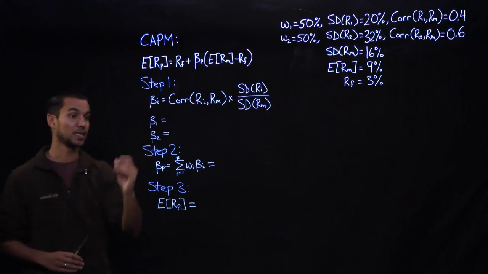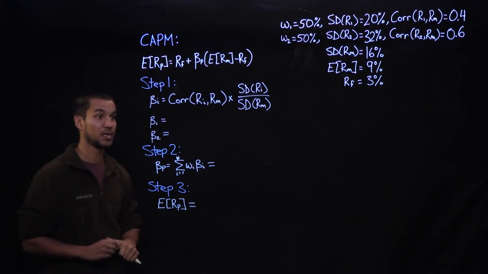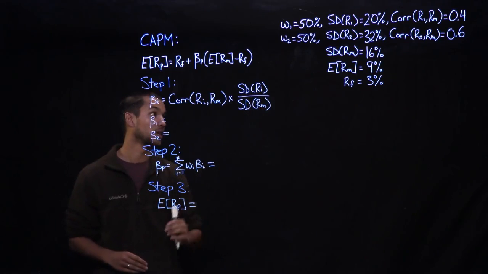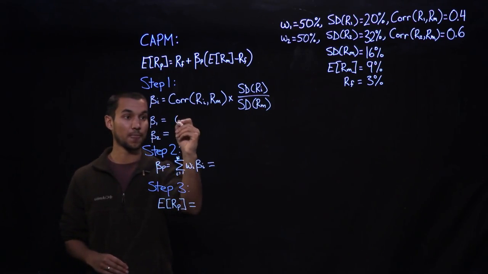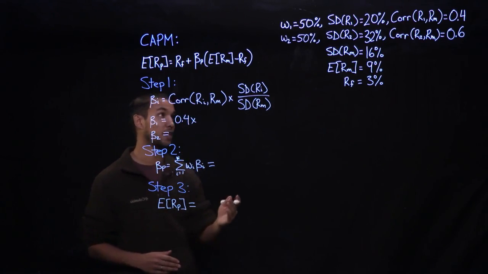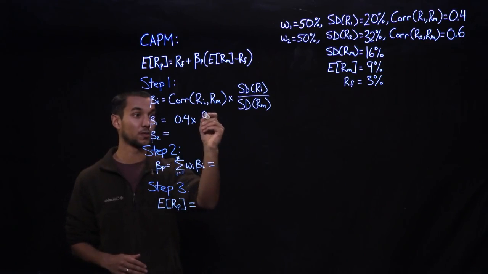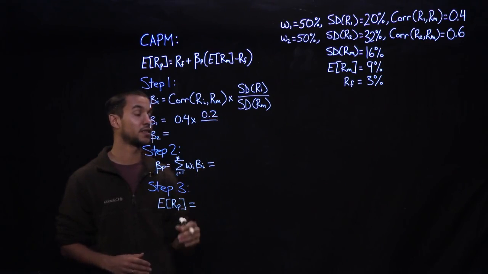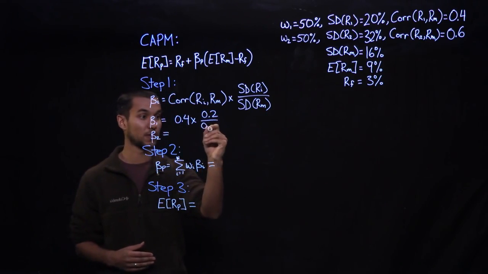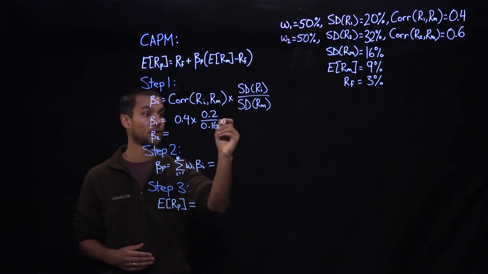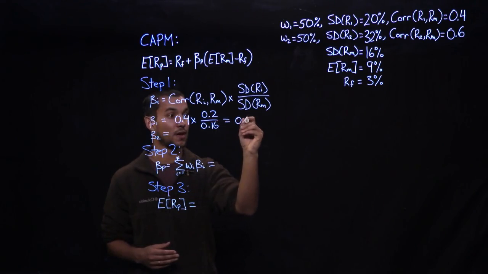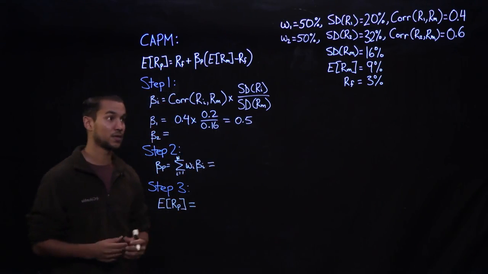In this case, the beta of stock 1 is going to be equal to its correlation with the market, which we're told is equal to 0.4, times its standard deviation, 0.2, divided by the standard deviation of the market, which is 0.16. And this is equal to 0.5. So that's the beta of stock 1.